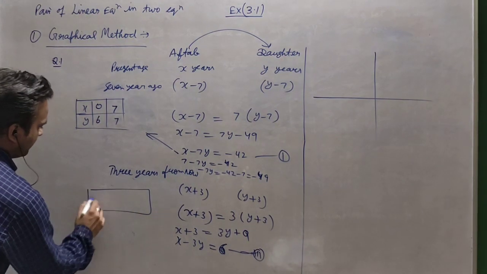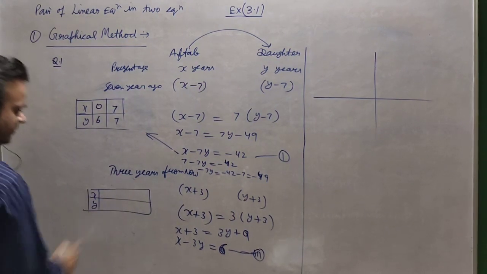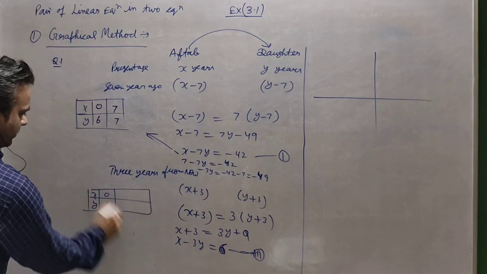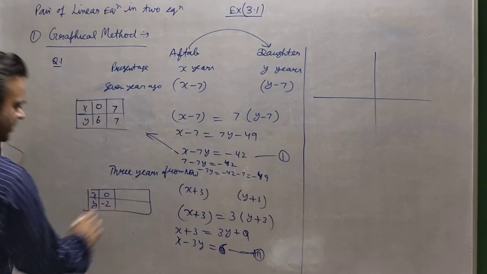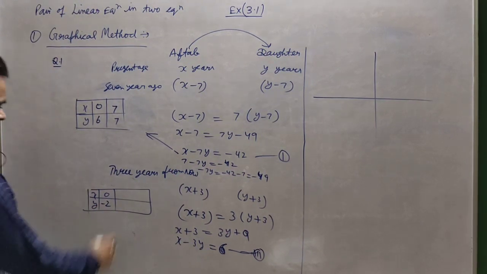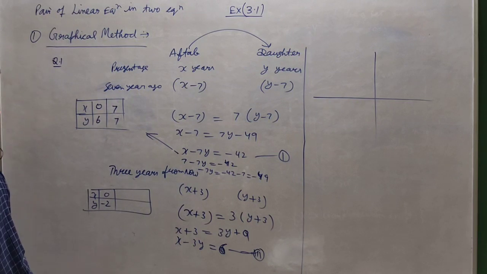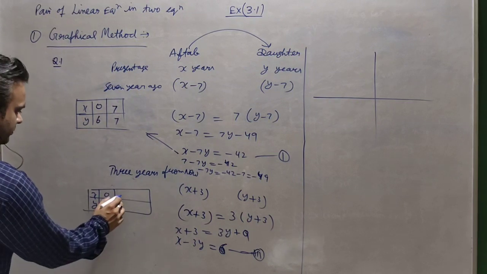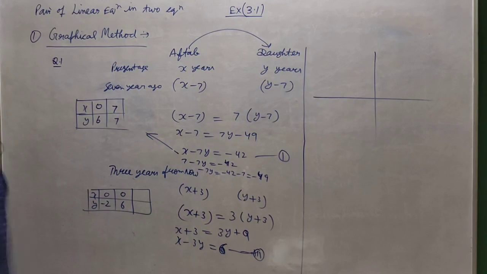Next, we can find x and y for the other line. You can put x as 0 again, so y you will get minus 2. If suppose you say y is 0, then x you will get 6.